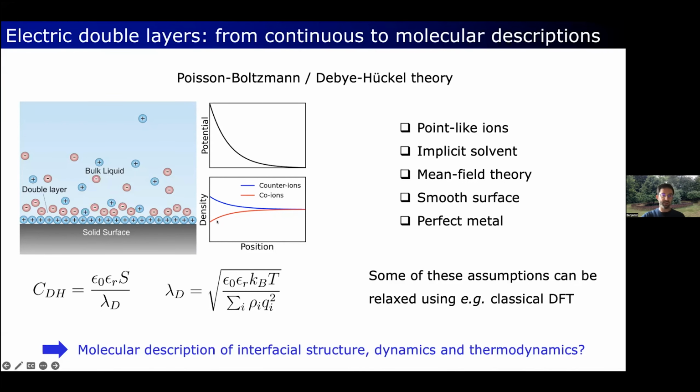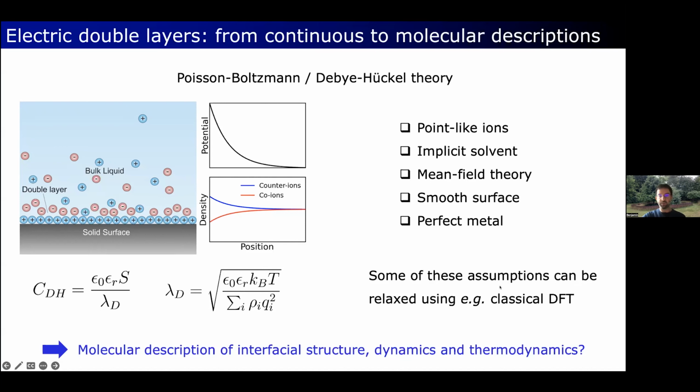And the exponential decay occurs over a characteristic distance, which is called the Debye screening length here, lambda d, which depends on the permittivity of the solvent, the temperature, the ionic concentration, and the valence of the ions. And the capacitance associated with the potential drop at the interface is similar to what we had previously for a conventional capacitor with the permittivity in the area, but now the relevant distance is not the distance between the electrodes, but really the Debye screening length.